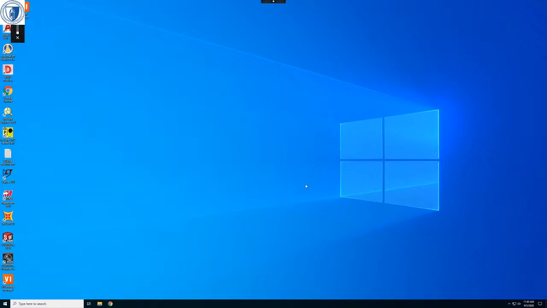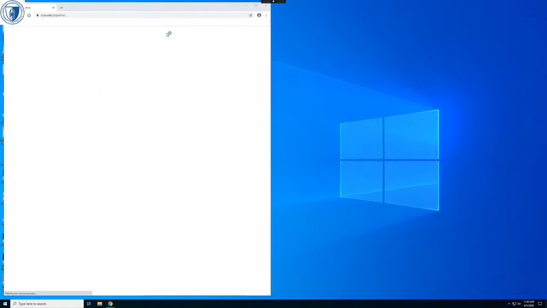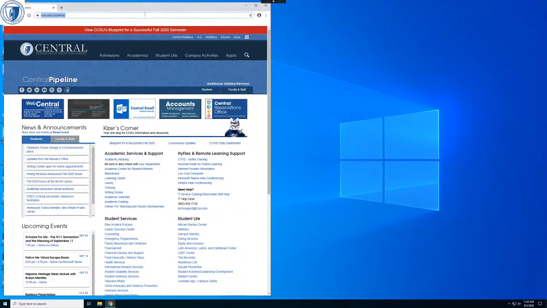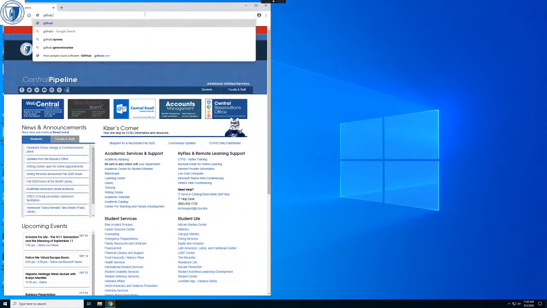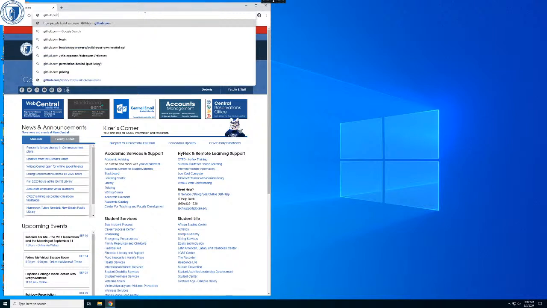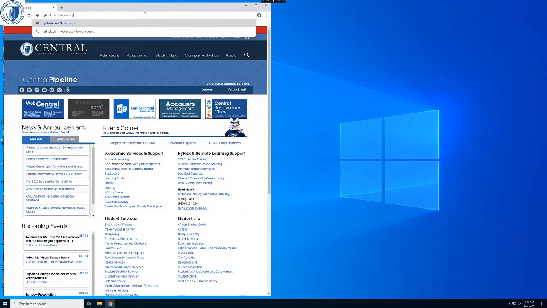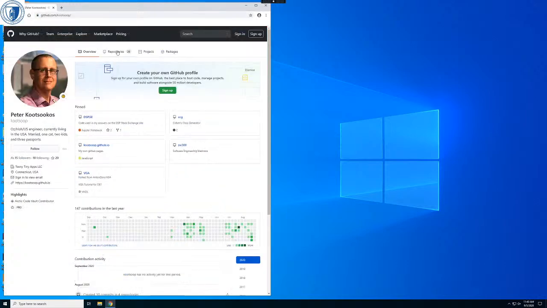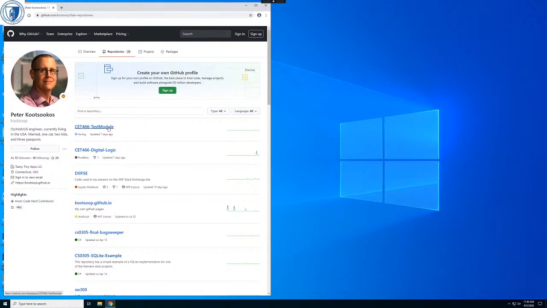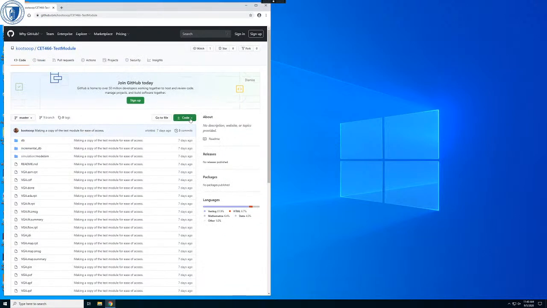Okay, so what I wanted you to do is the following. This is for lab 1, right? Because I noticed there's still quite a few people who haven't tackled lab 1. I wanted you to go to github.com/kootsup, which is me, and check out the repositories and get the test module. You should be able to download the test module.